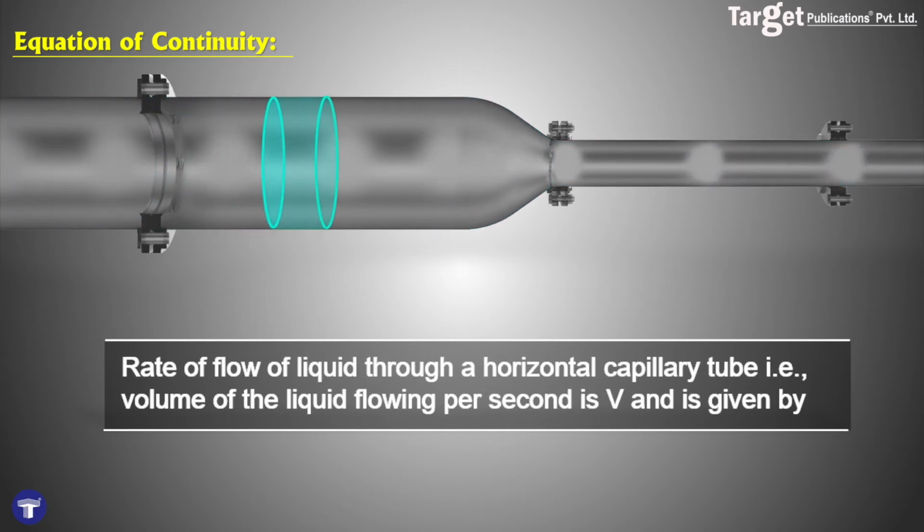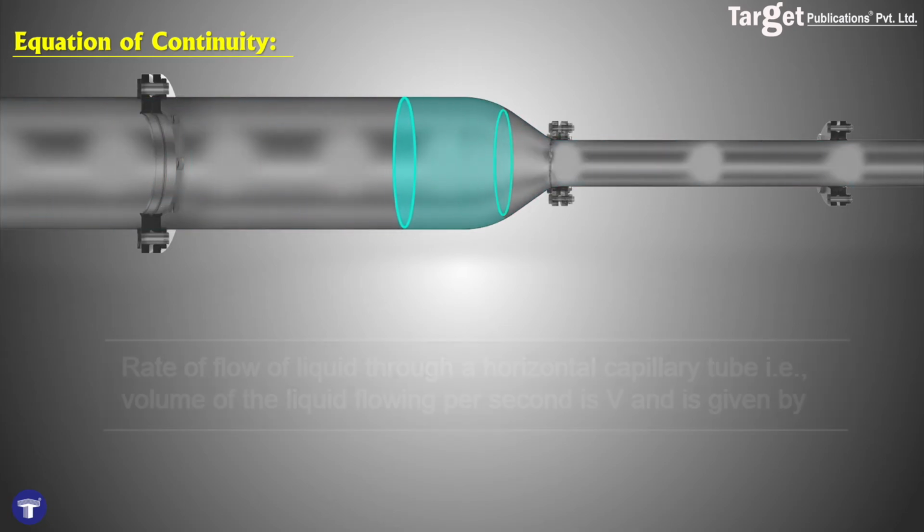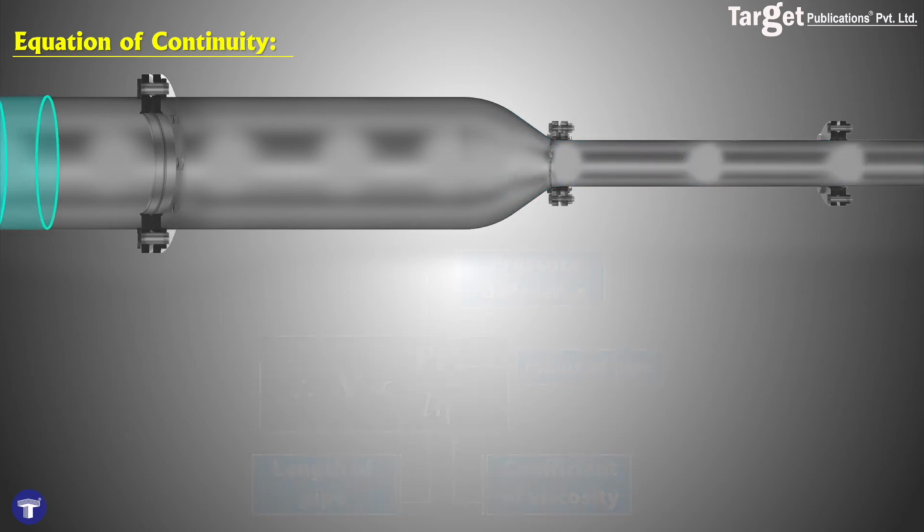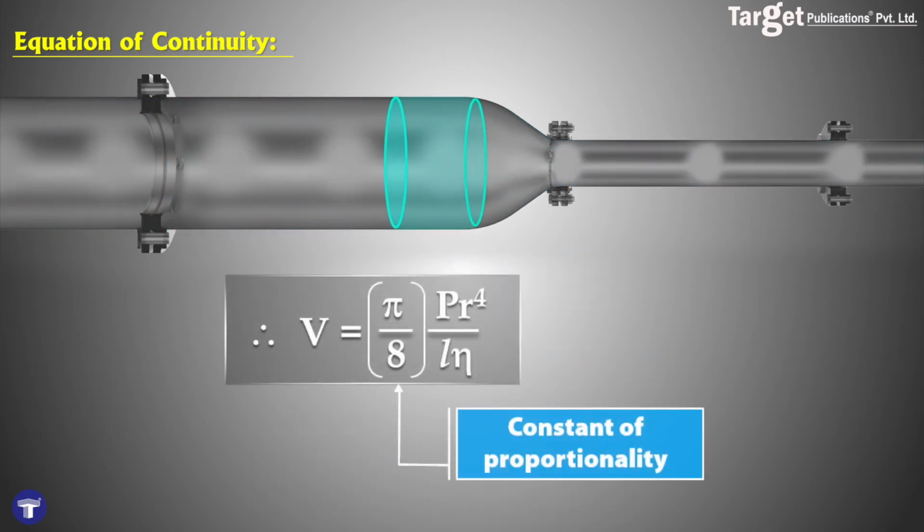The rate of flow of a liquid through a horizontal capillary tube, that is the volume of the liquid flowing per second, is given by the letter capital V, and this is given by Poiseuille's formula, which says that V is proportional to P r raised to 4 upon L eta, where P is the pressure difference, r is the radius of the pipe, L is the length of the pipe, and eta is the coefficient of viscosity of the fluid. The constant of proportionality in this formula is pi by 8.